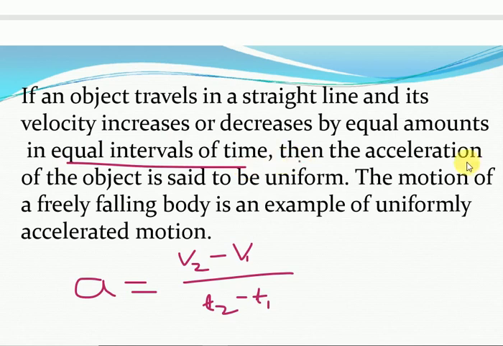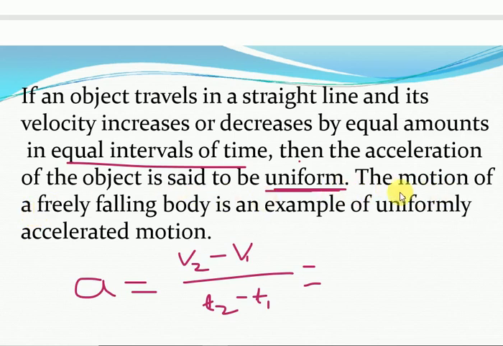Then the acceleration of the body is said to be uniform, when the change in velocity and change in time is equal. The motion of the body is said to be uniform when the distance traveled by the body with respect to time is the same. Okay, so remember this one.